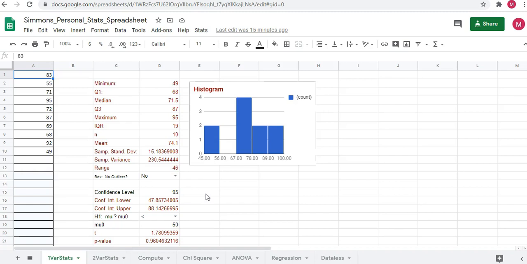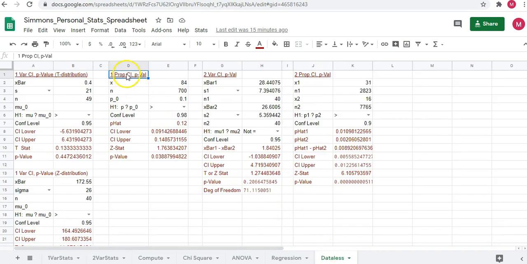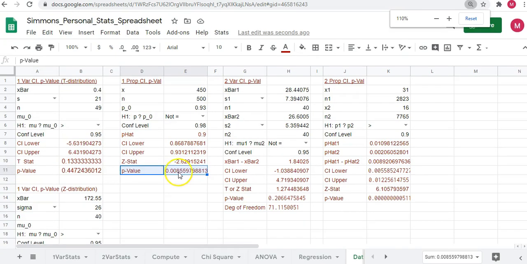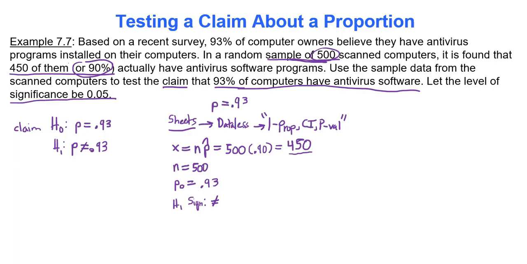In the Google Sheets spreadsheet, we go to the Data List tab and to the one proportion confidence interval p-value region. Our number of observations was 450 out of 500. Our claimed proportion value, P0, was 0.93. And our sign for the alternative hypothesis is not equal to. That's all you have to do, just four things. They give you your test statistic, which we don't care about right now, but they also give you the p-value. That's what we want to see. The p-value rounded to four decimal places is 0.0086.